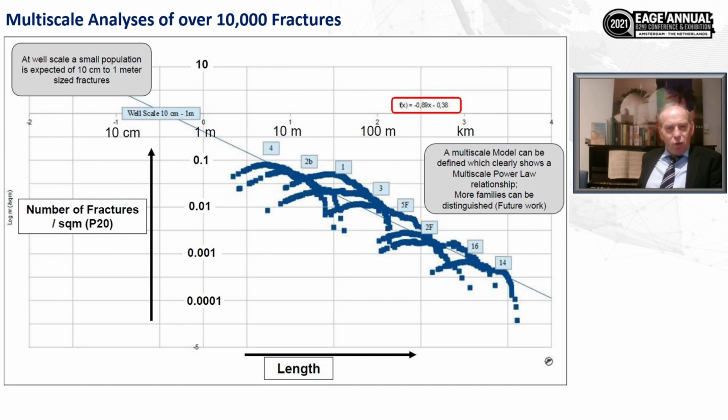If we plot all the data observed on the different scales in one and the same diagram, length versus the number of fractures observed, we see some sort of a positive correlation, but we can also see quite some variation.